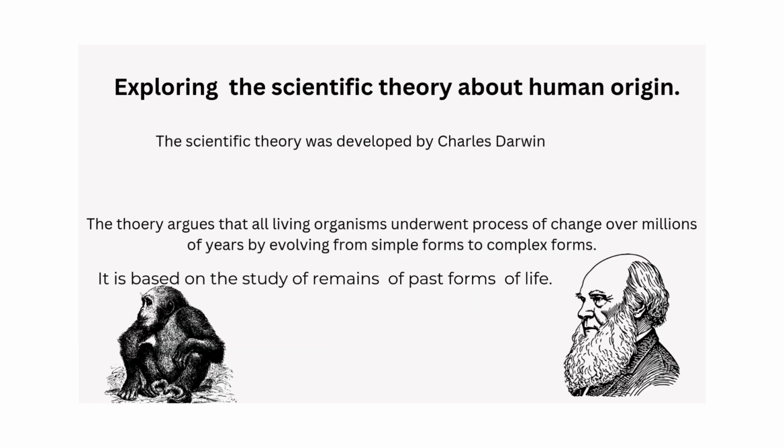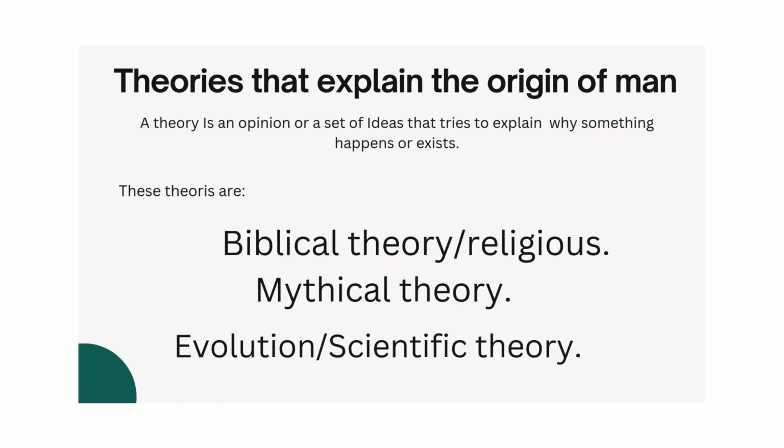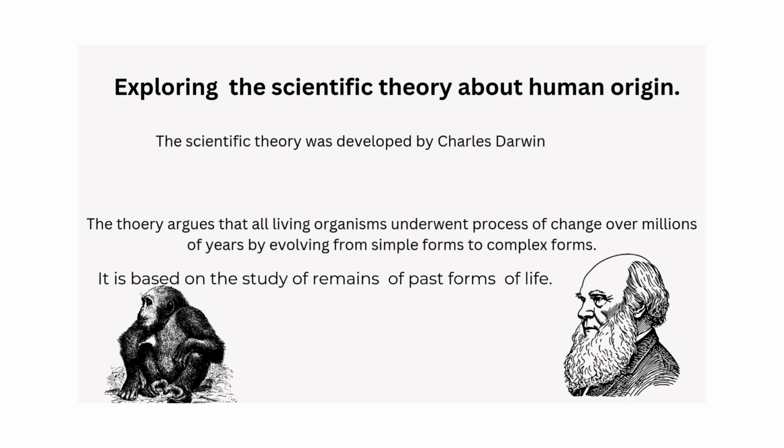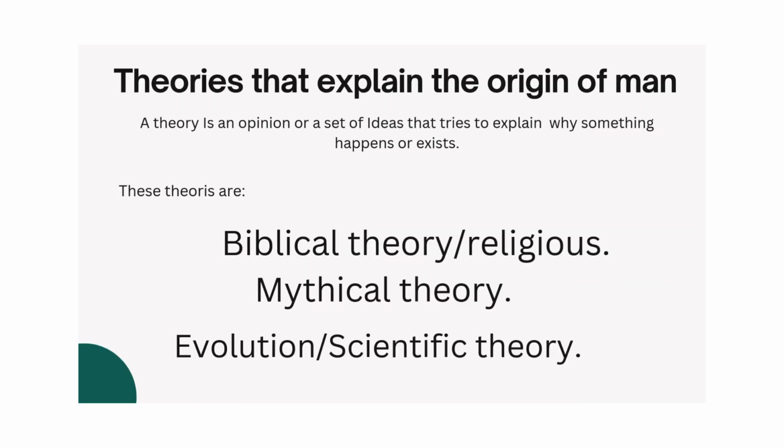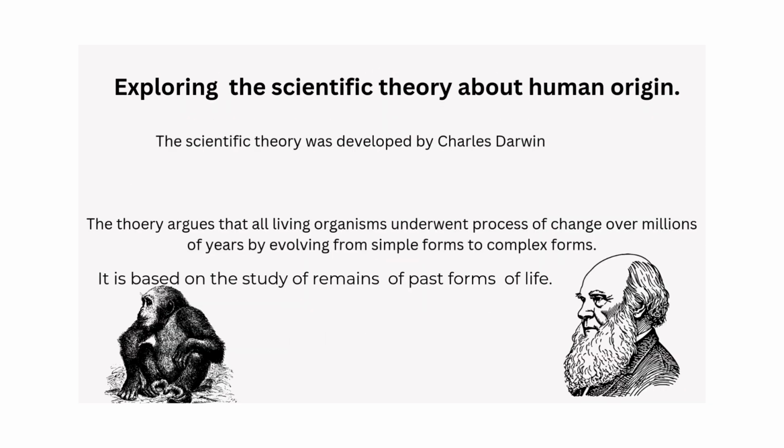The scientific theory argues that all living organisms underwent a process of change over millions of years by evolving from simple forms to complex forms. It is different because it argues that all organisms, not only human beings but even animals and any other living thing, underwent a process of change over millions of years. It is based on the study of remains of past forms of life.